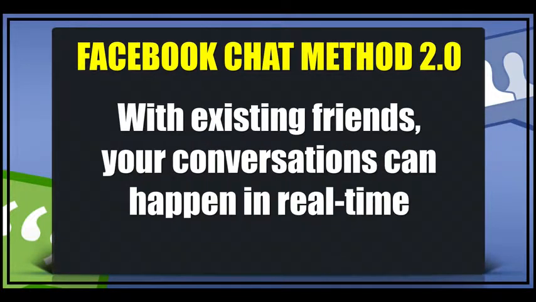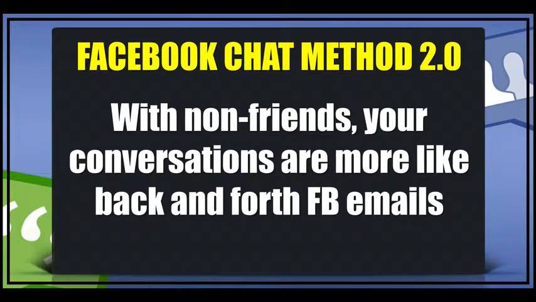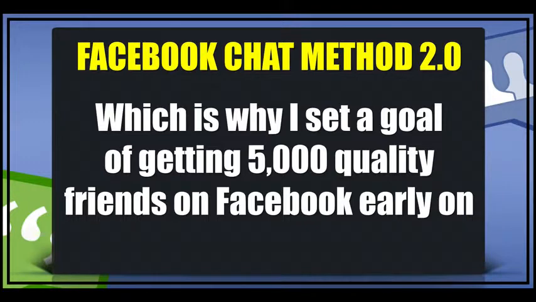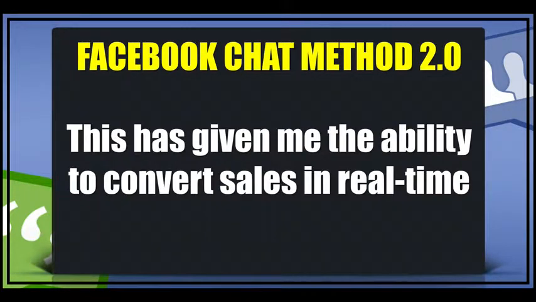Sounds simple, right? Well, with existing friends, your conversations can happen in real time. With non-friends, your conversations are more like back and forth Facebook emails. Both ways are effective, but the more prospects you can have as friends, the better. And that's why I set a goal of getting 5,000 quality friends on Facebook early on. Why? Because it gave me the ability to convert sales in real time.